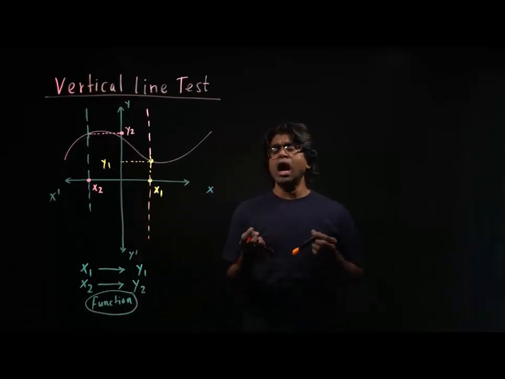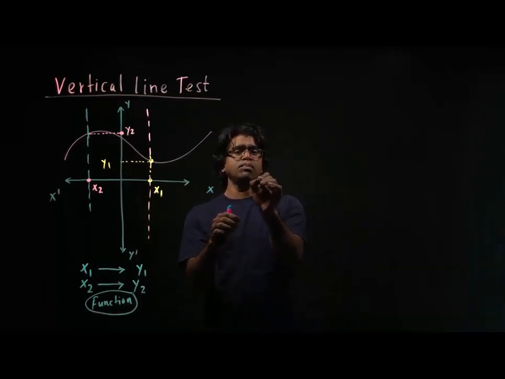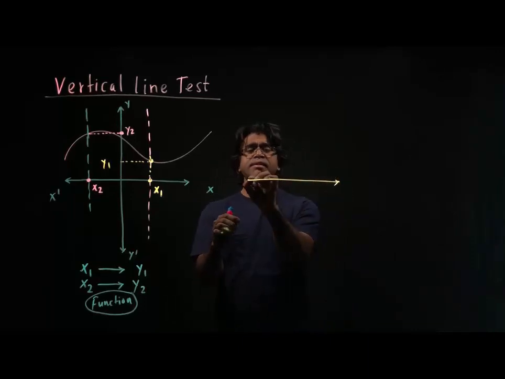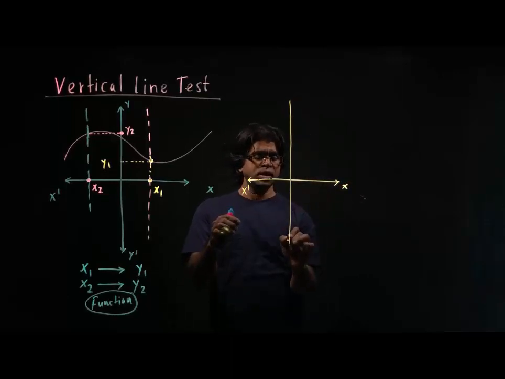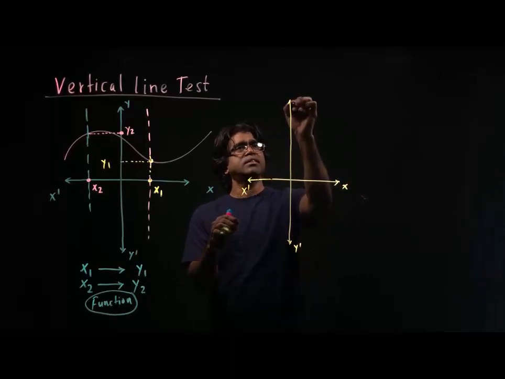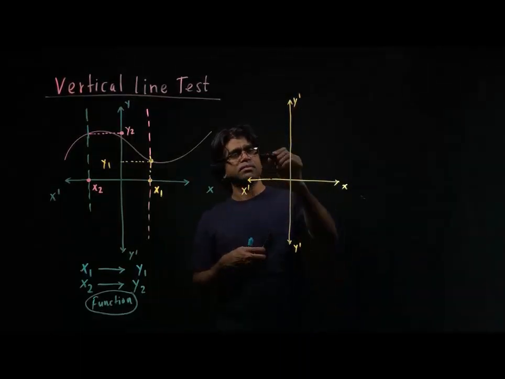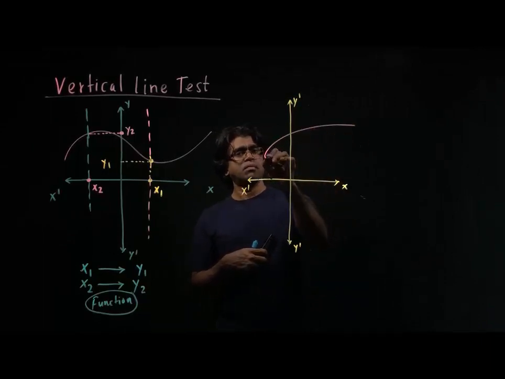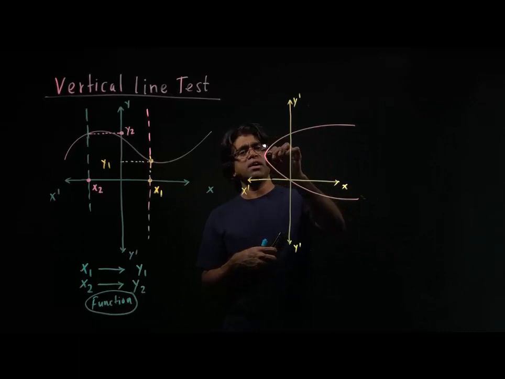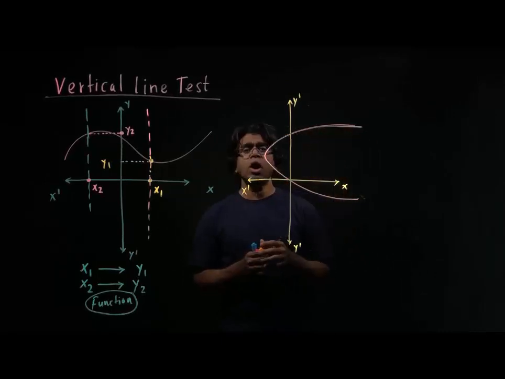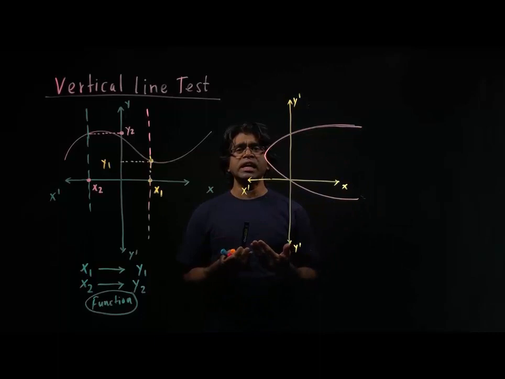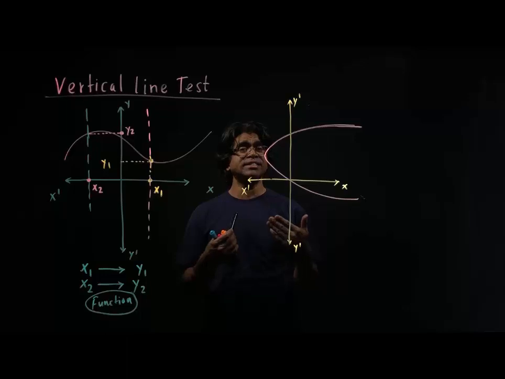Now I'm going to consider another graph. So this is my x-axis again, and I'm going to consider my y-axis, and this is my y-axis, and my graph of a function is like this. This is my graph of the function. Now I'm going to use the vertical line again to find out if the vertical line intersects the curve at more than one point or not.